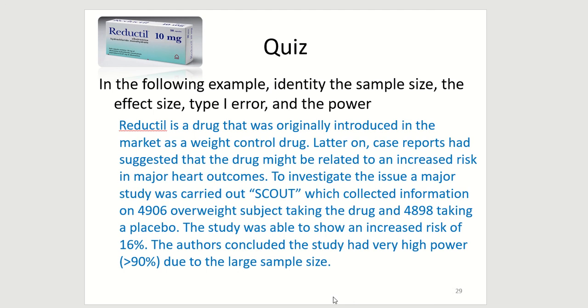So let's answer the question, what is the sample size? Sample size, you need to combine the two numbers, the 4,906 to the 4,898. That's the sample size. The effect size.